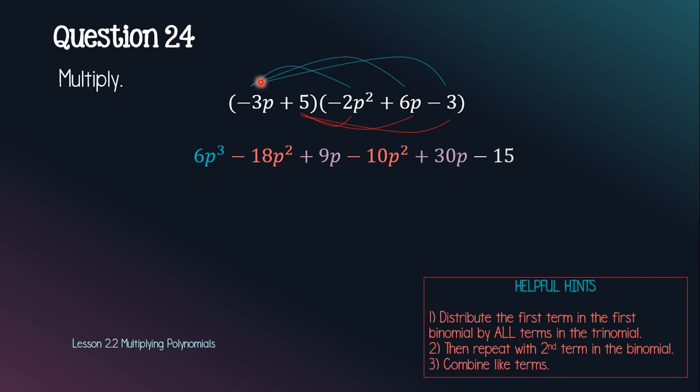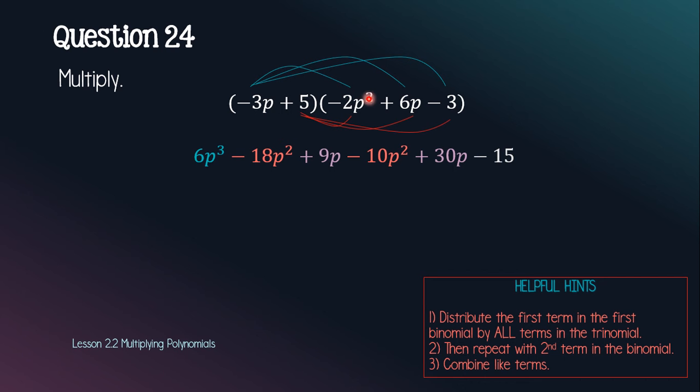Then I multiply negative 3p times 6p. Negative 3 times 6 is negative 18, and I had p squared because 1 plus 1 gives me 2. Then negative 3p times negative 3, two negatives make a positive, so positive 9p. 5 times negative 2p is going to give me negative 10p squared.